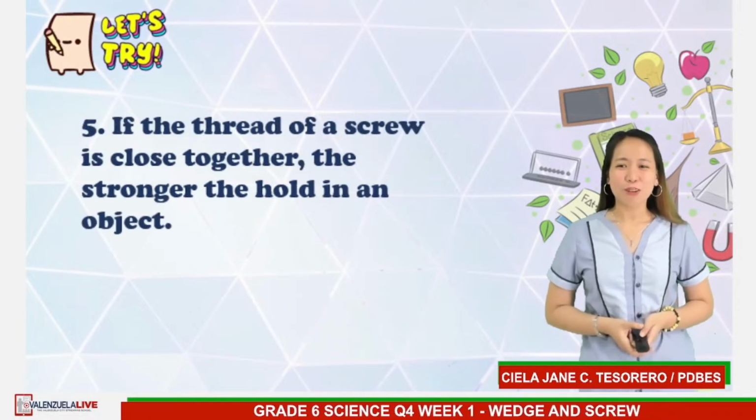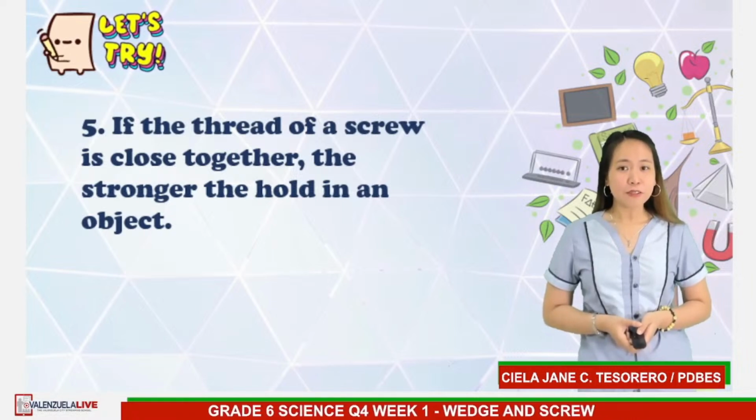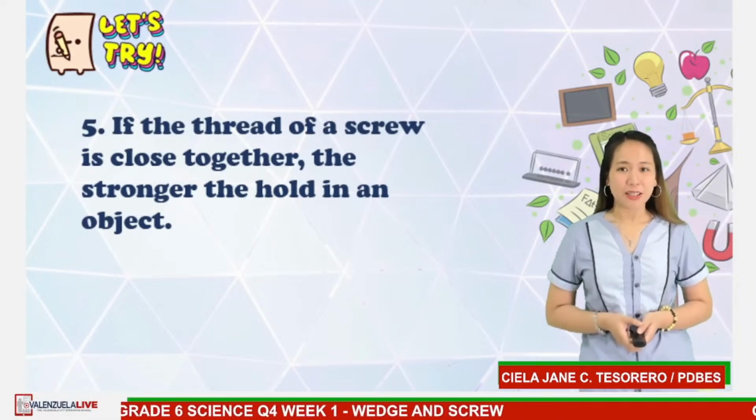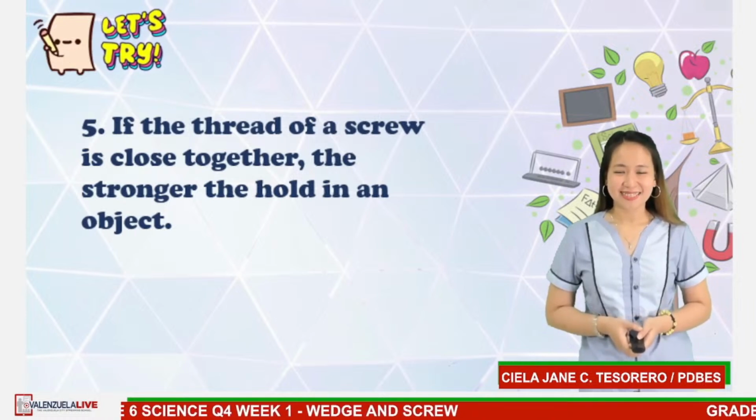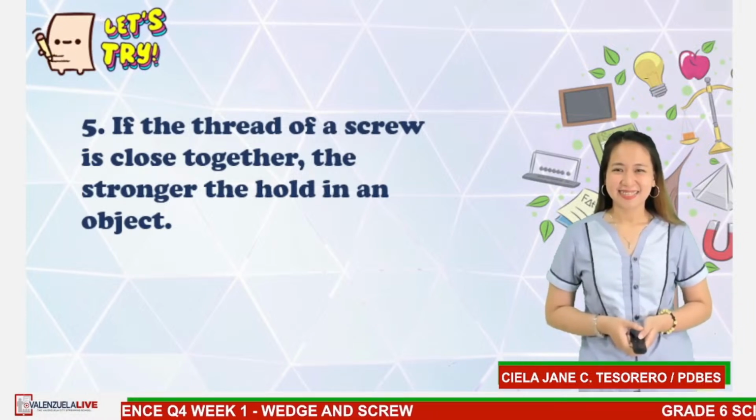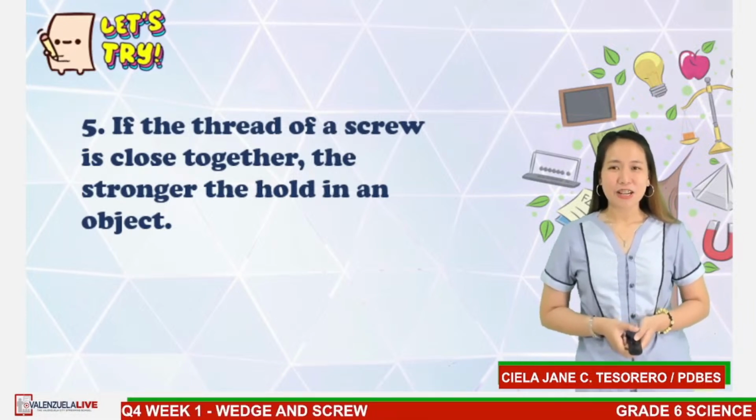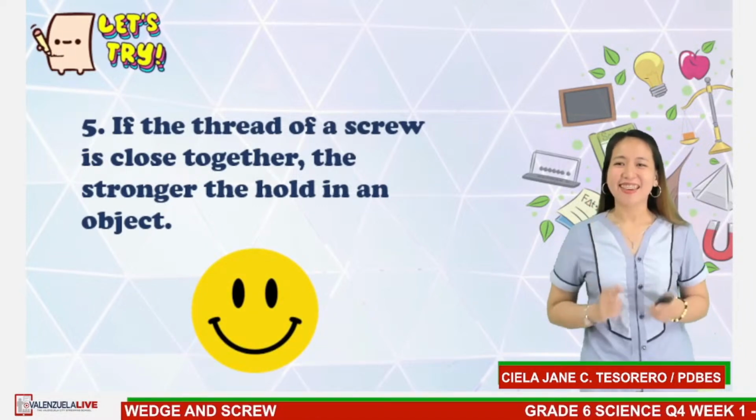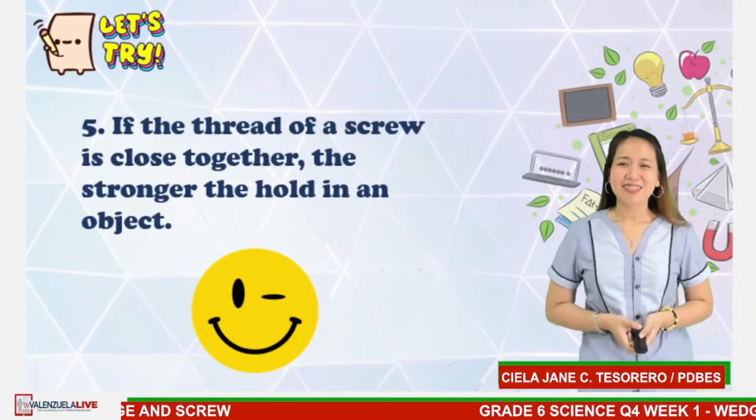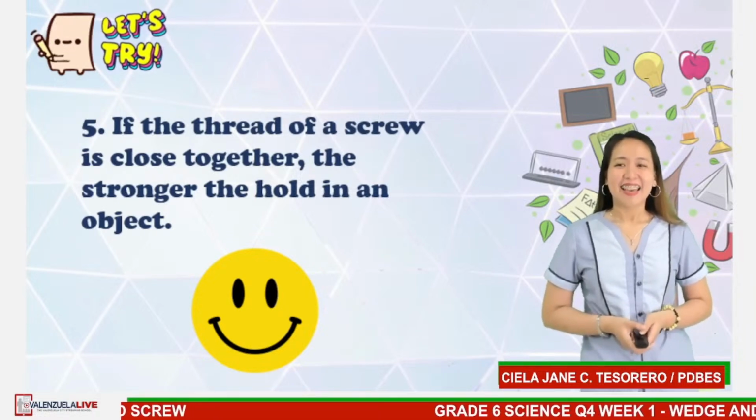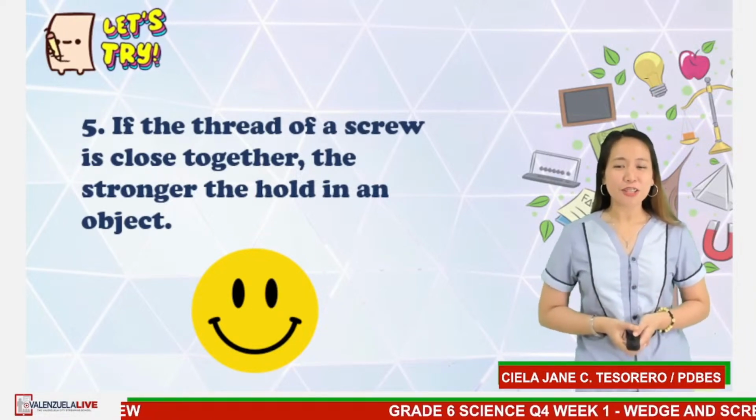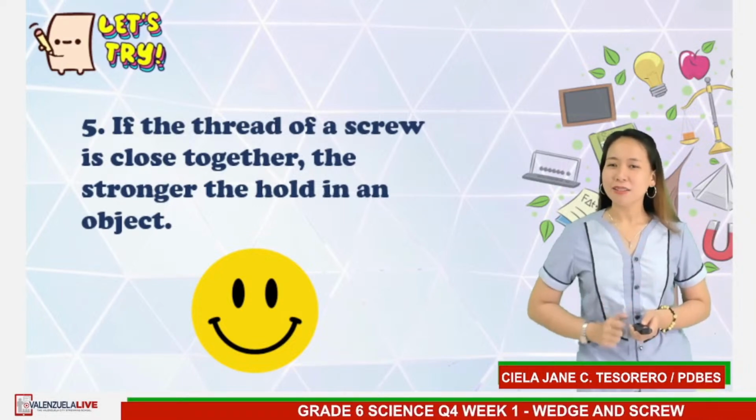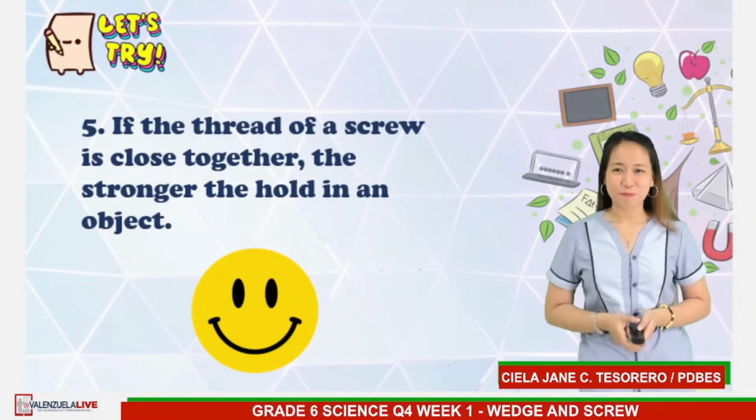And last one, if the threads of a screw are close together, the stronger the hold on an object. So for number 5, the correct answer is happy face. You're all doing great. And I know every one of you is already equipped with enough knowledge to top score our activities in our module.